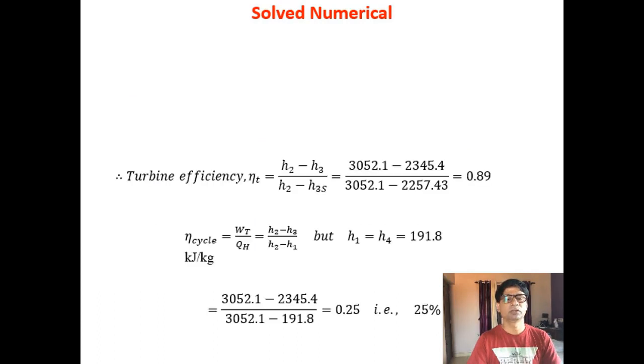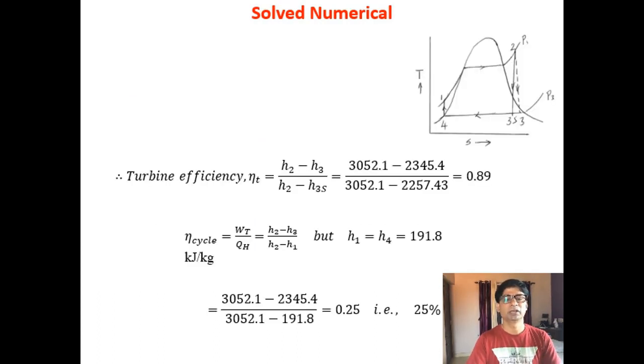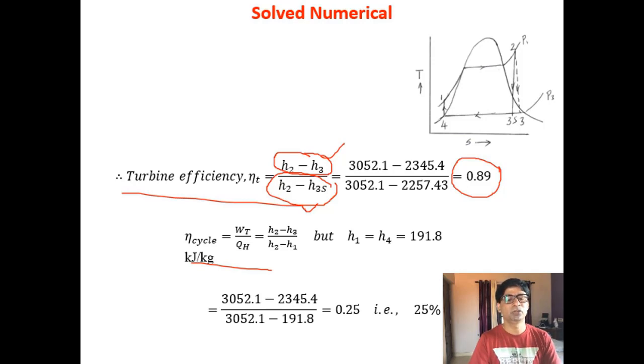Once we find out all these parameters, let us find out the turbine efficiency. Turbine efficiency, that is the isentropic efficiency of the turbine, is actual work output divided by ideal or isentropic work output. The actual process is 2 to 3 and the isentropic process is 2 to 3s. So H2 minus H3 divided by H2 minus H3s, you'll get it as 0.89. Cycle efficiency is W turbine by QH, because pump work is neglected. Otherwise it would have been W net by QH. Anyhow, you can write W net by QH.